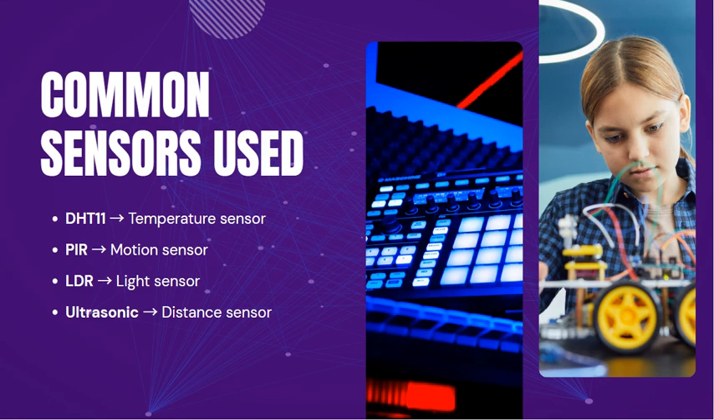Next is the LDR. This is used as a light sensor. LDR, by the way, means light dependent resistor. It measures light intensity for various applications. And the last one is the ultrasonic, which is the distance sensor. Ultrasonic sensors measure distance using sound waves for accurate readings. And each sensor contributes to making informed decisions in IoT systems.